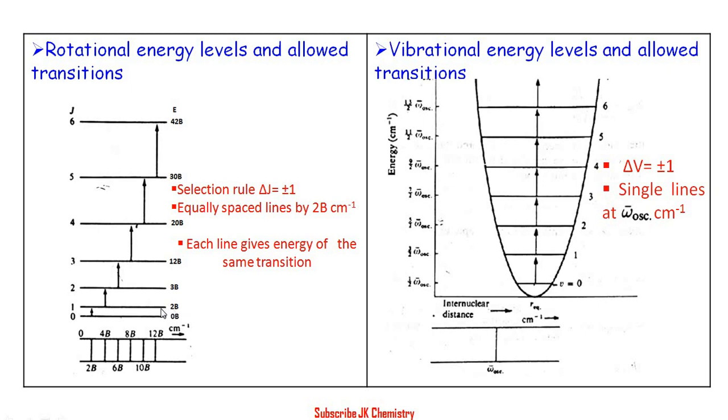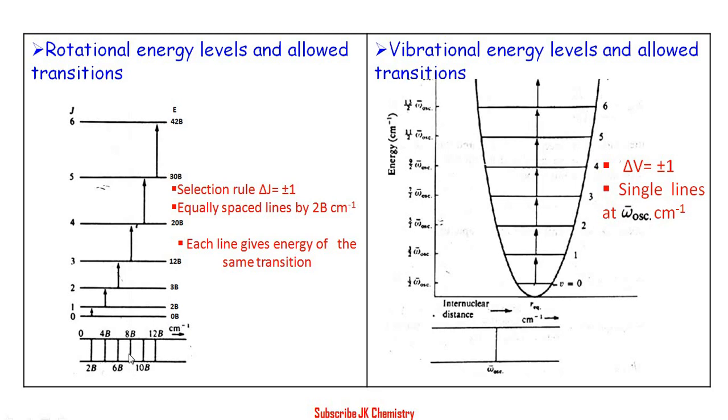So easily you can remember that it is 2 into 3. Okay, next you will get 6B. Here it is 6B, not 3B. Here it is 3 into 4, you will get 12B. Here it is 4 into 5, 20B. Here you will get 5 into 6, 30B. Here you will get 6 into 7, 42B. That is the number J and the next number, that is J into J plus 1, you will get the corresponding energy.